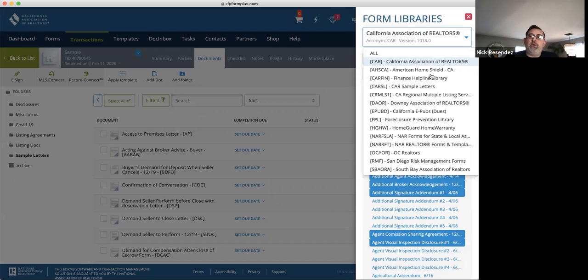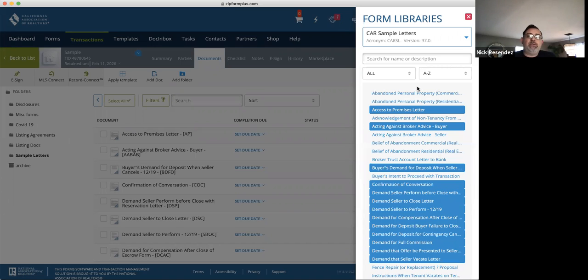Now, not all of you are going to have all of these libraries because most of you are not members of the Downey Association or the San Diego Association or the Orange County Association. But what you will have is this right here. On mine, it's the fourth one down. Yours probably is the fourth one down too. C.A.R. sample letters. And it's going to shift to a different database of letters that we have access to.